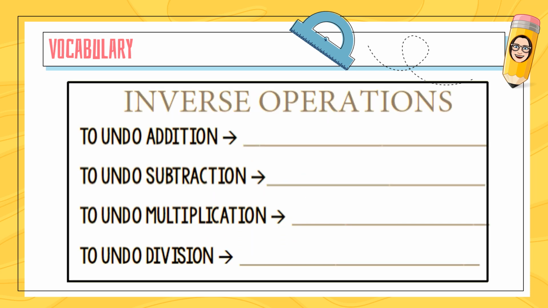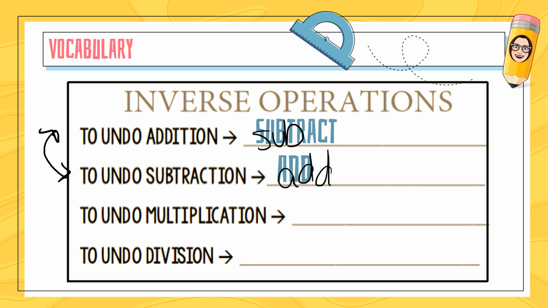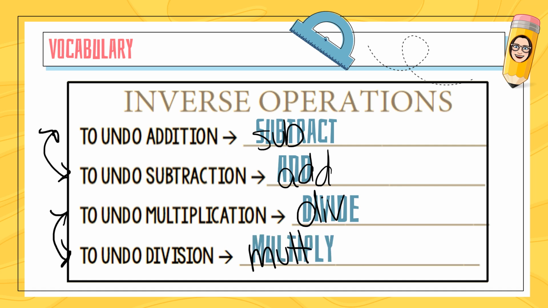Quick review. To undo addition, we want to subtract. To undo subtraction, we want to add. Inverse operations, right? To undo multiplication, we want to divide, and to undo division, we want to multiply. Again, those are inverse operations, or a lot of times we like to say opposite operations.